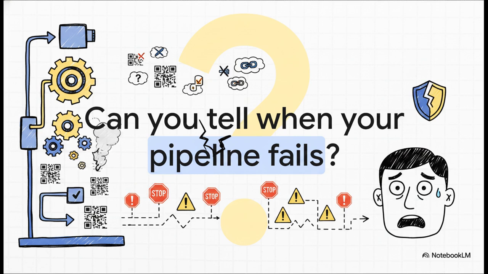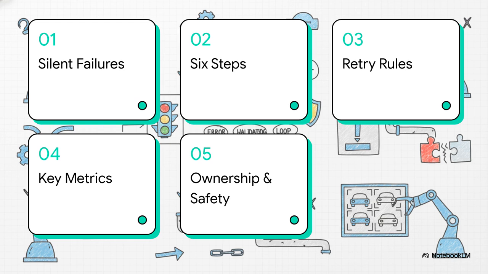And for good reason. To figure this out, we're going to quickly walk through 5 key areas today. The silent pipeline failure, our 6 steps to reliability, mastering error retry rules, tracking key pipeline metrics, and finally, ownership and safe automation. Let's get right into it.